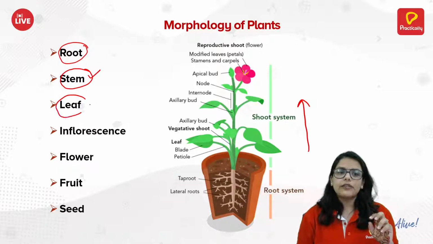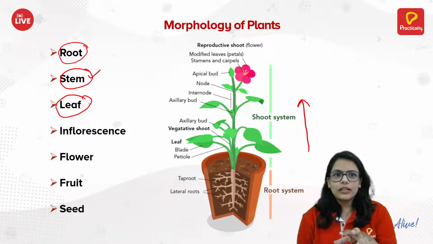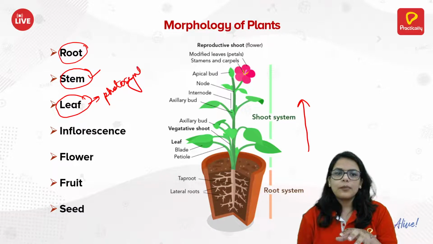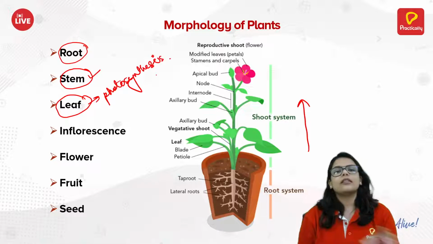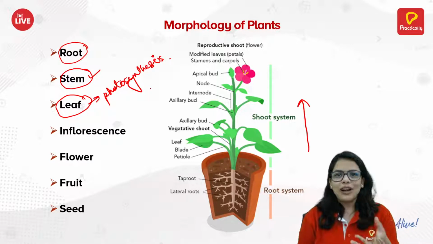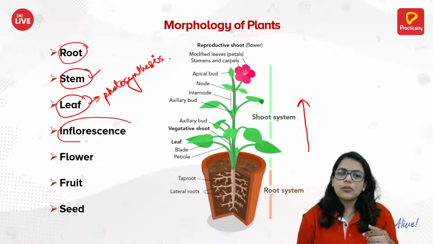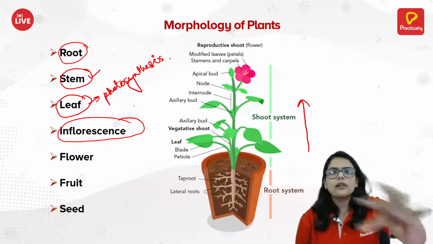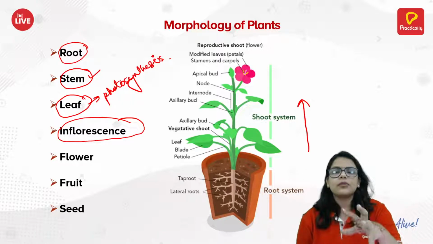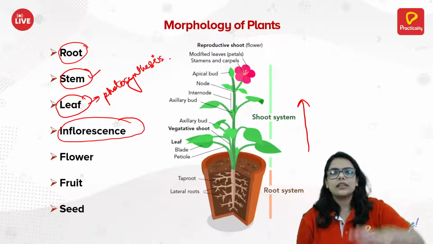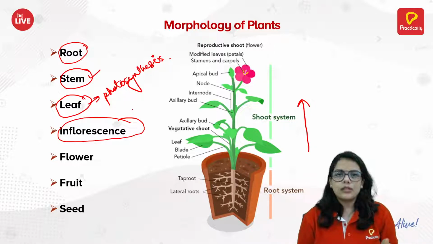Then there is leaf. Leaf, as we all know, is what provides photosynthesis. It is the kitchen of our plants. That is where food is being made with the help of photosynthesis. Then there is inflorescence, the way in which the leaves, the fruit, the flowers are placed in a plant.